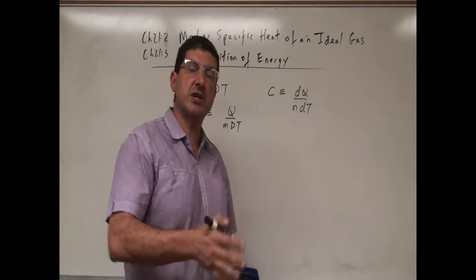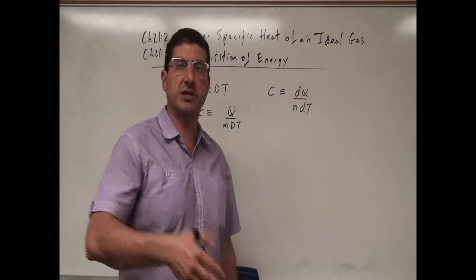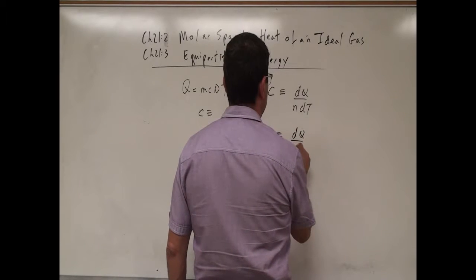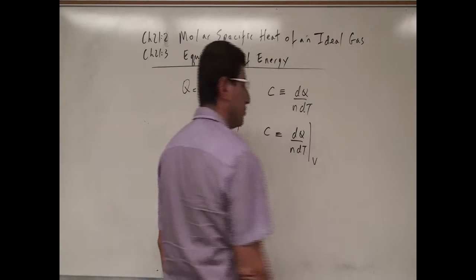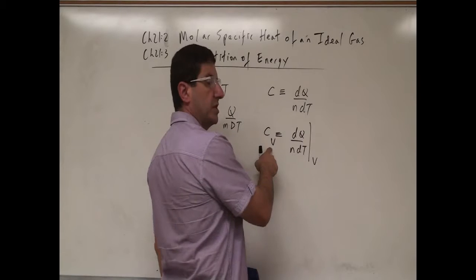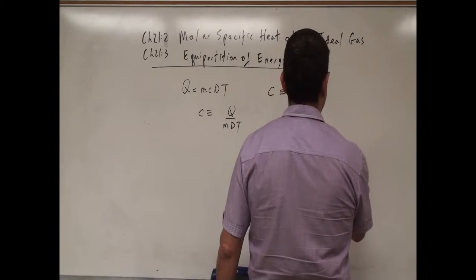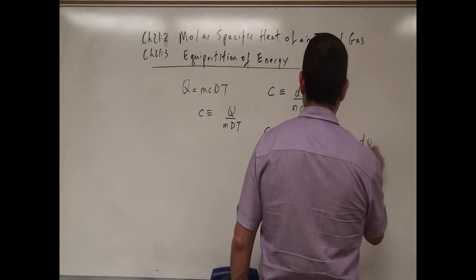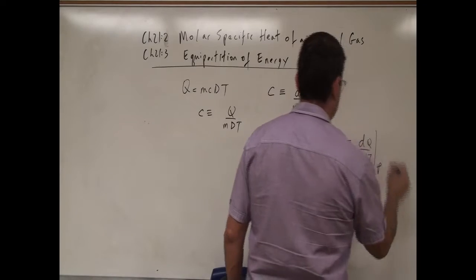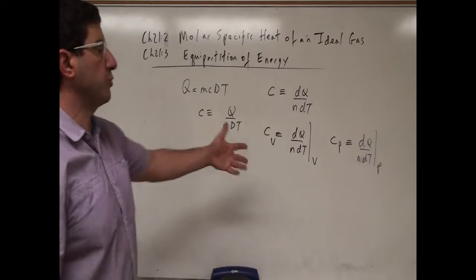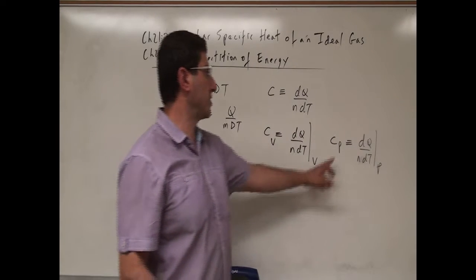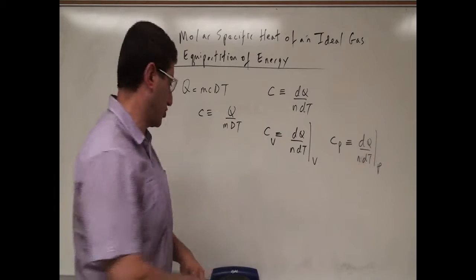Okay, then we can subdivide this into two categories. We have the specific heat at constant volume and the specific heat at constant pressure. So we can write it this way: the specific heat dQ over n dT while holding the volume of the gas constant, right? This will be called the specific heat at constant volume, and then the specific heat at constant pressure, dQ over n dT while holding the pressure constant, right? So then we can calculate what the molar specific heat at constant volume is for a gas, and then we can calculate what the molar specific heat at constant pressure is, right?